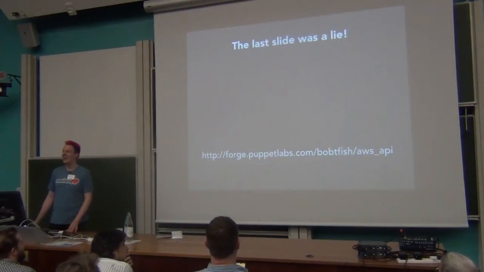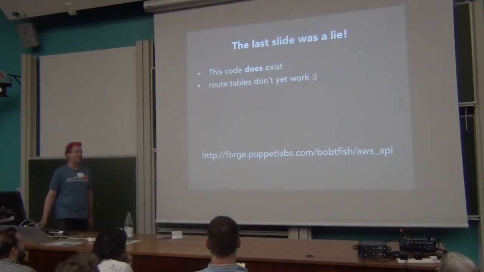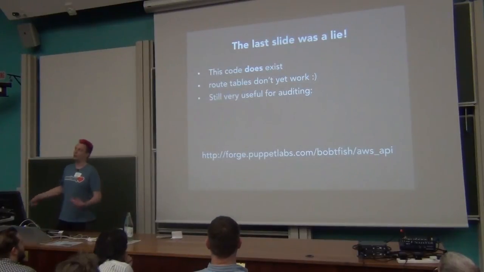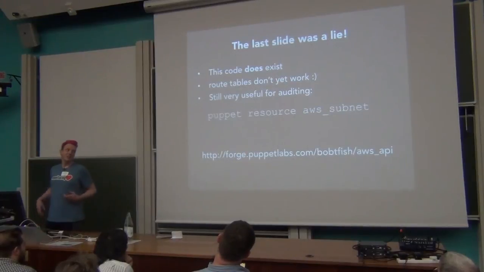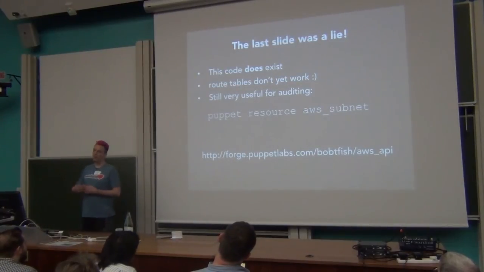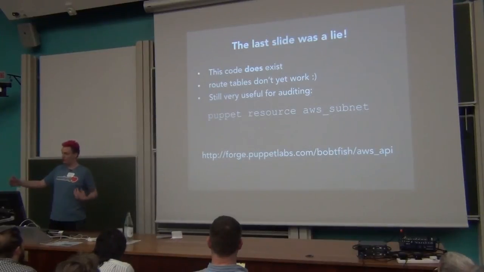I mean, 80% of the code on those slides works. It definitely exists. The route tables, which is the last part, just don't work yet. But it's on the Forge, which is really useful, especially for auditing. You can just ask the Amazon API what your subnets are, and it will spit out, in the Puppet DSL, all your subnets.